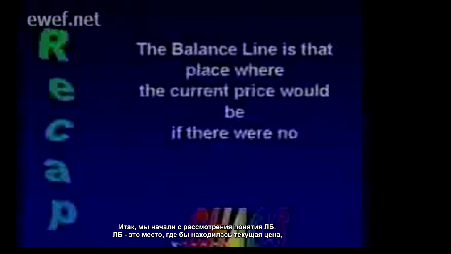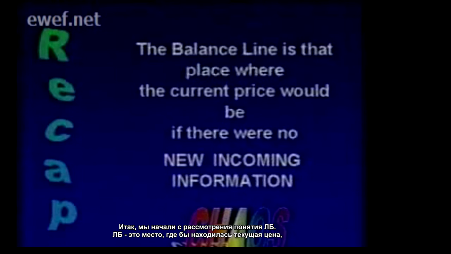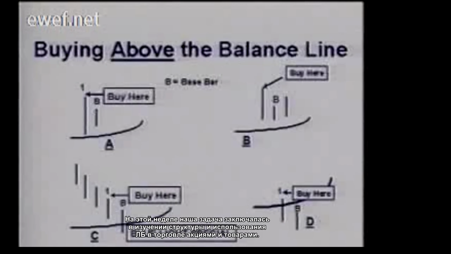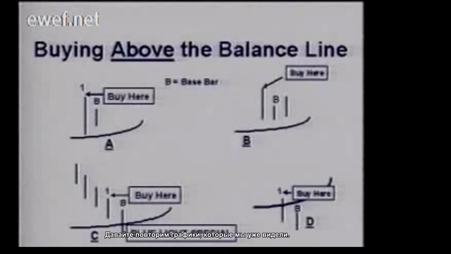What we've done this week, we started out by reviewing that the balance line is that place where the current price would be if there were no new incoming information, which we know to be chaos. This week, our goal has been to understand the construction, the use, and the trading of the balance line in both stocks and commodities. Let's review the charts that we've already seen.